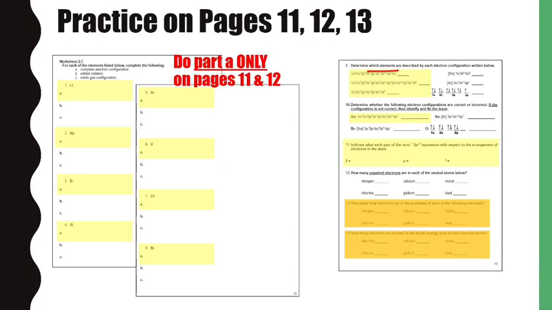Then 13 and 14 might be a little bit of a stretch if you're just starting this. You can come back to this later. But what happens with 13 and 14 is you're starting to do some analysis on some of these configurations. So even though it doesn't say write out the configuration for these elements, that's really what you're going to need to do so you can look at it and analyze it. So let me give you 2 examples here.